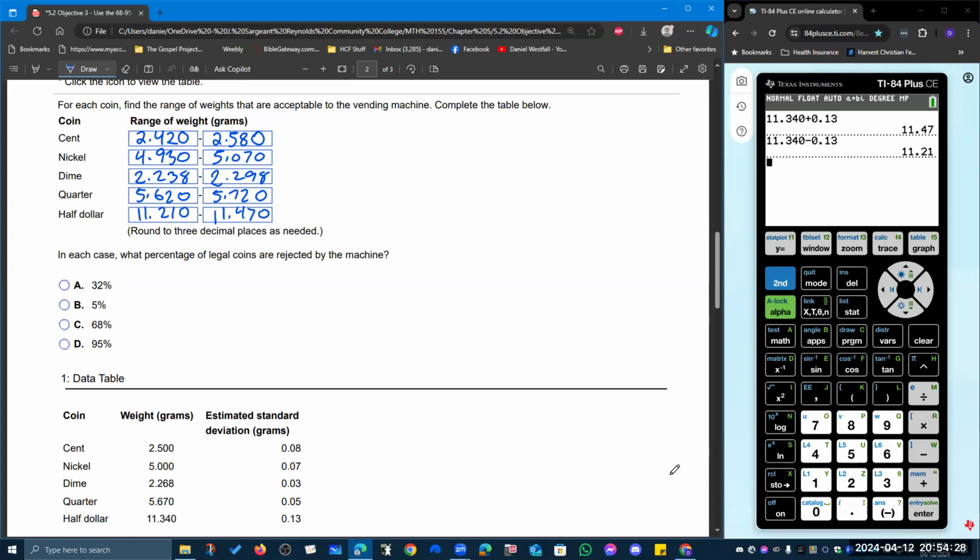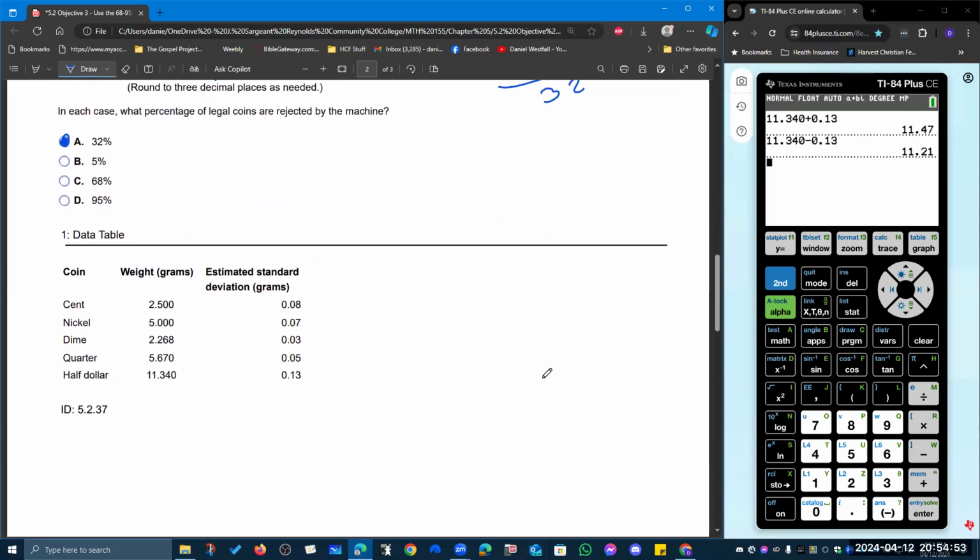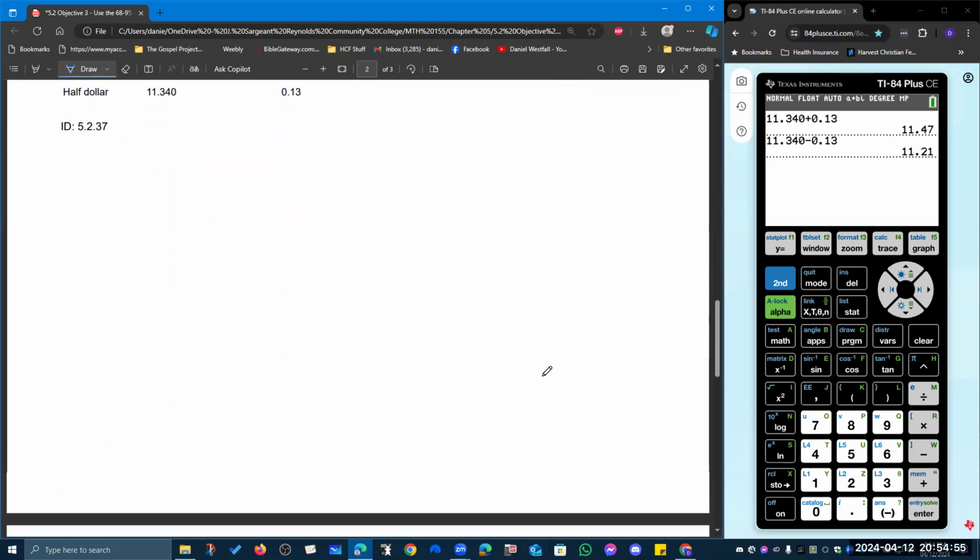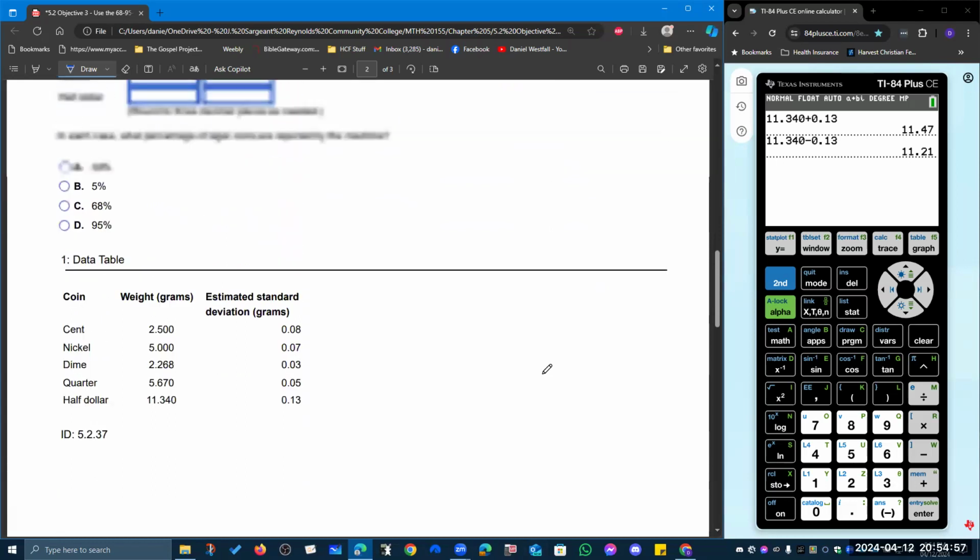In each case, what percentage of legal coins are rejected by the machine? So it's going to take 68%. So 100% minus 68% is going to be 32% of the coins will be rejected. That's pretty high, all right? So I believe that's it. Yes, it is.